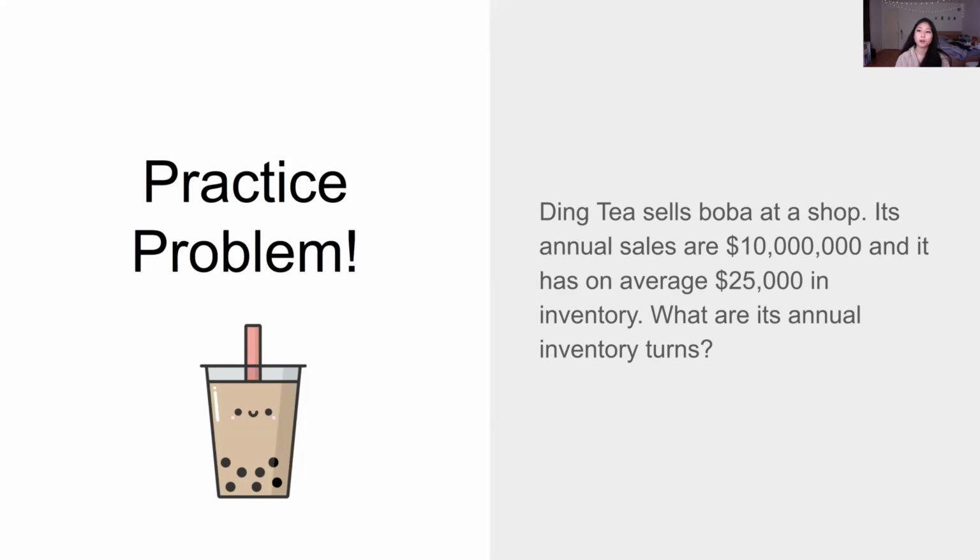The next practice problem is Ding Tea sells boba at a shop. Its annual sales are $10 million, and it has an average of $25,000 in inventory. What are its annual inventory turns? So again, I will give you a couple of seconds just to try this problem on your own, and then I'll go over the answers.